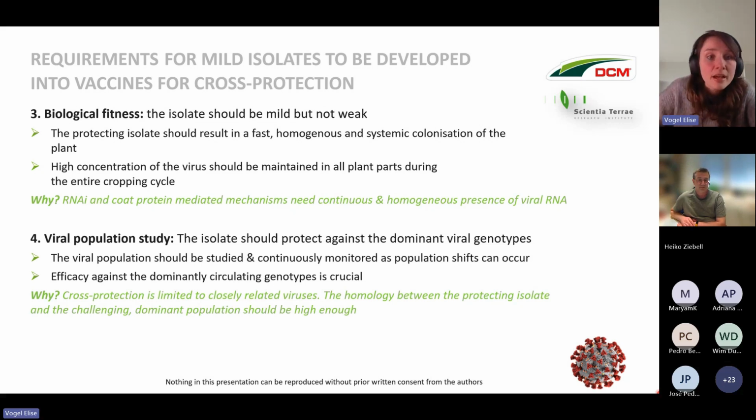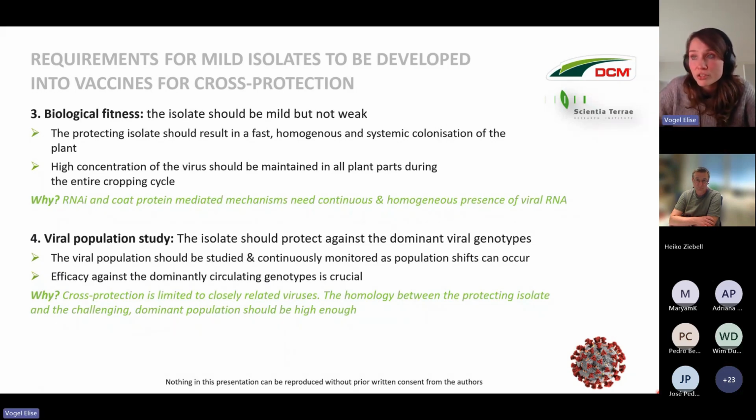So the mechanisms that Heiko discussed based on RNAi and coat protein mediated mechanisms, they do need continuous and homogeneous presence of viral RNA. Otherwise, if your plant is not fully protected, if it does not have the correct concentration of virus, it can be that it does not offer 100% protection against an aggressive isolate that might try to infect your crop in a later stage of the crop cycle.